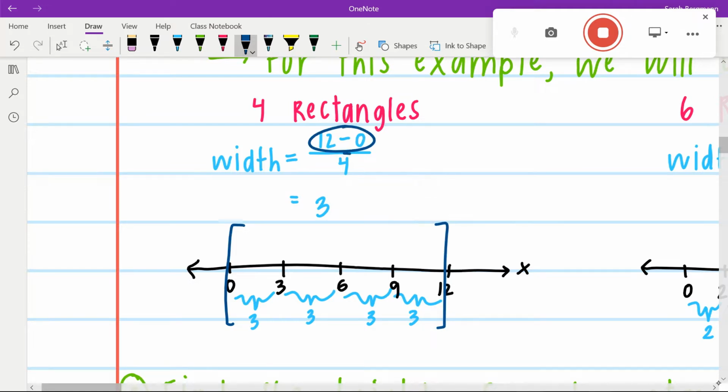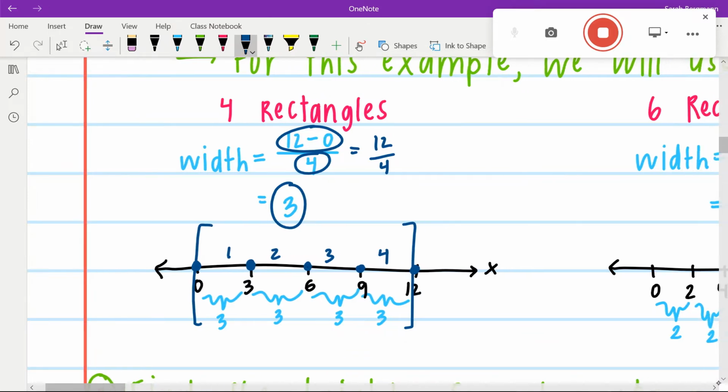And what I want to do is divide this up into 4 equal rectangles. So I did 12 minus 0, that's 12, divided by 4. So I get that each rectangle should have a width of 3 units. So what I did was I started at my leftmost point, and I counted 3 units on the x-axis. And I just have to keep doing this until I get to the end point, and you should end up with 4 rectangles, or 4 different spaces on your x-axis.